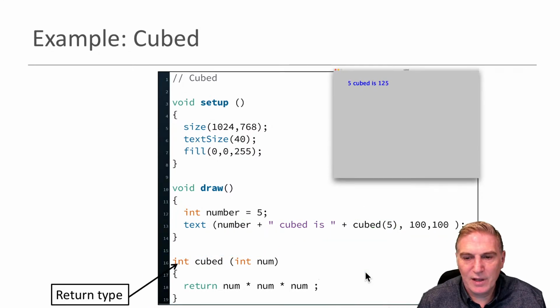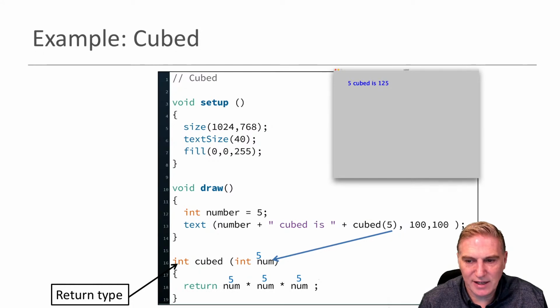Okay, so again, we've got a return type of int. In this case, we're taking in a number, which is an integer. The 5 is passed down. Then everywhere where we have number gets substituted for the 5. We can then do the calculation. 5 by 5 is 25. 5 25s is 125. So 125 gets passed up to the caller. In this case, it was cubed 5.